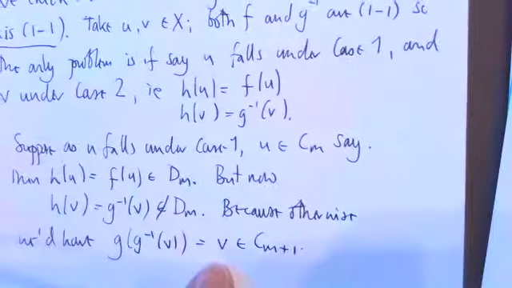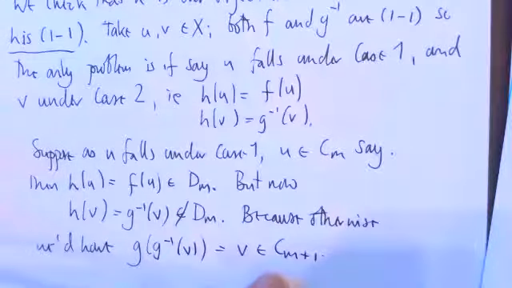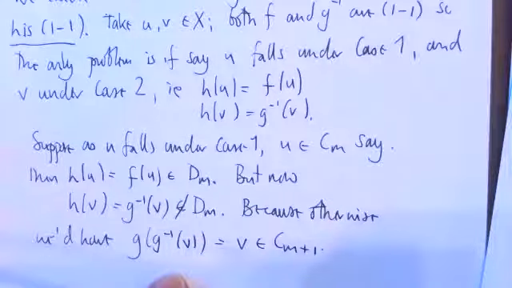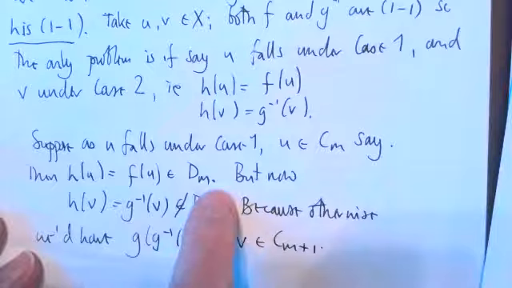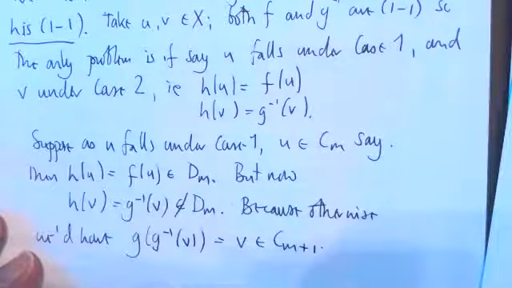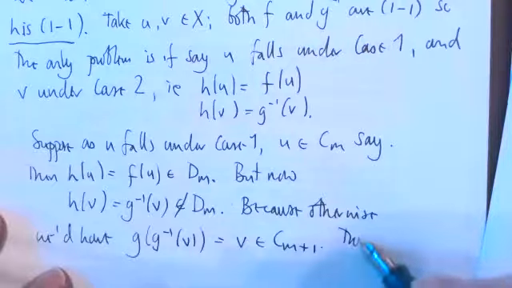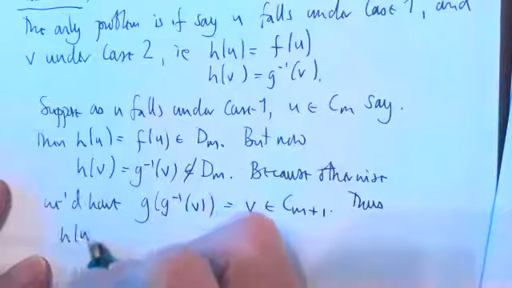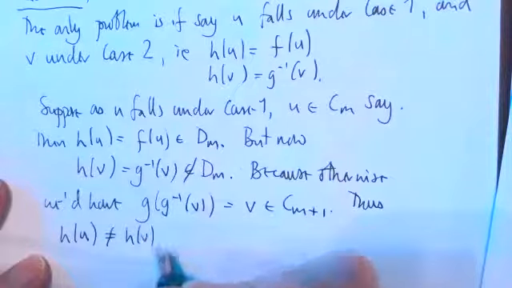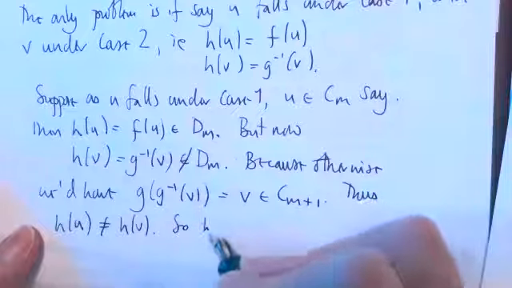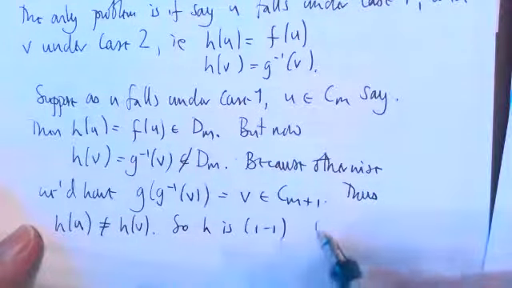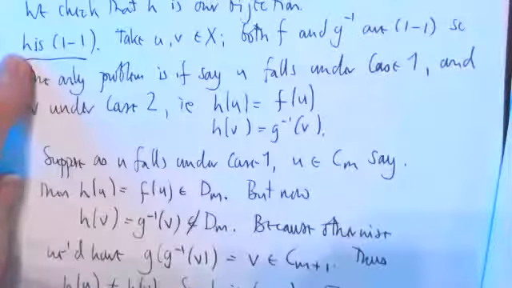But v fell under case 2. It wasn't in any of the Cm's. So this doesn't happen. So g to the minus 1 of v is not in Dm, but f of u is in Dm. Okay, so h has sent them to different places. h of u is not h of v. So h is 1 to 1. So we've proved here h is 1 to 1.